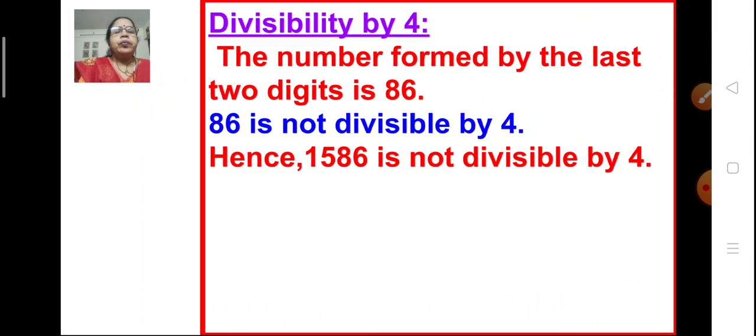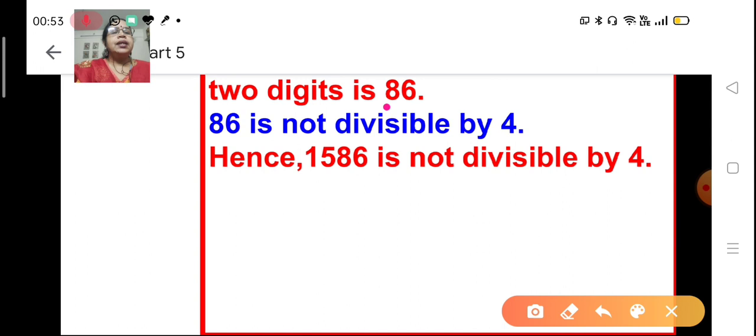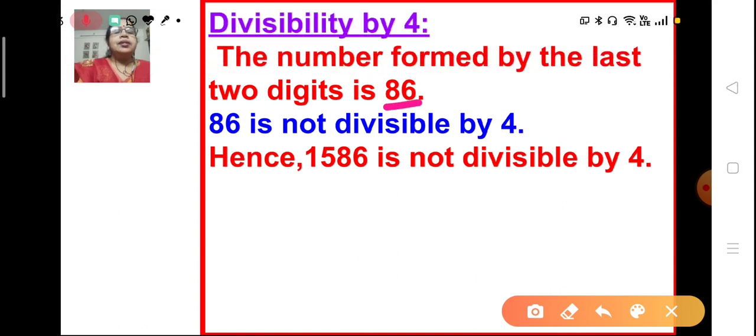Divisibility by 4. What is the rule? The number formed by the last two digits, that means the number formed by the digits in ones place and tens place, if it is divisible by 4, then the number is also divisible by 4. So in this number 1586, the number formed by last two digits is 86, isn't it? The number formed is 86 and 86 is not divisible by 4.